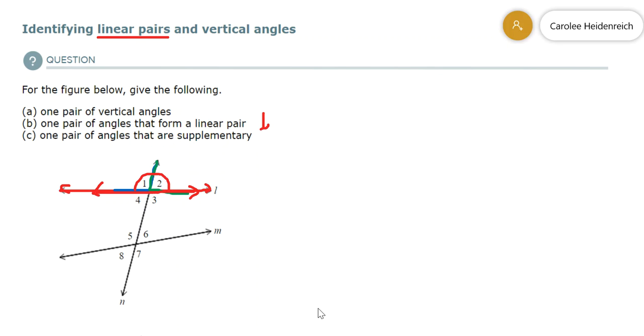There are lots of linear pairs on this diagram. We could have picked even 2 and 3, because together they're right next to each other and they form this line together. 2 and 3 would add up to 180 degrees. And so on. We could have picked down on the bottom, for example, 5 and 6, or 8 and 7, or 5 and 8. Those would be angles that form a linear pair because they're right next to each other and they form a line together.